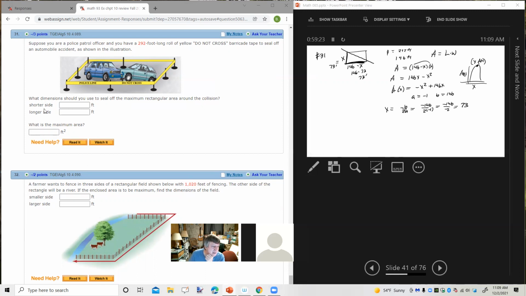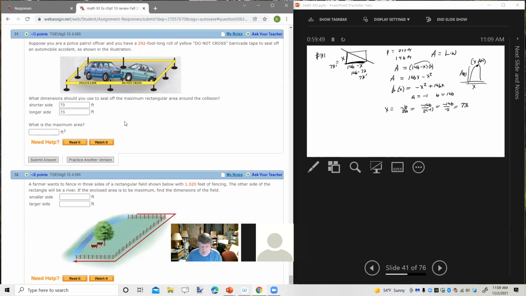Okay, in this situation, this is confusing. I've talked with the WebAssign people, didn't get an answer back, because it makes you think that they're different lengths. But in fact, we see that this is a square. So basically, they could have said one side, the other side, but they're both going to be 73 feet.